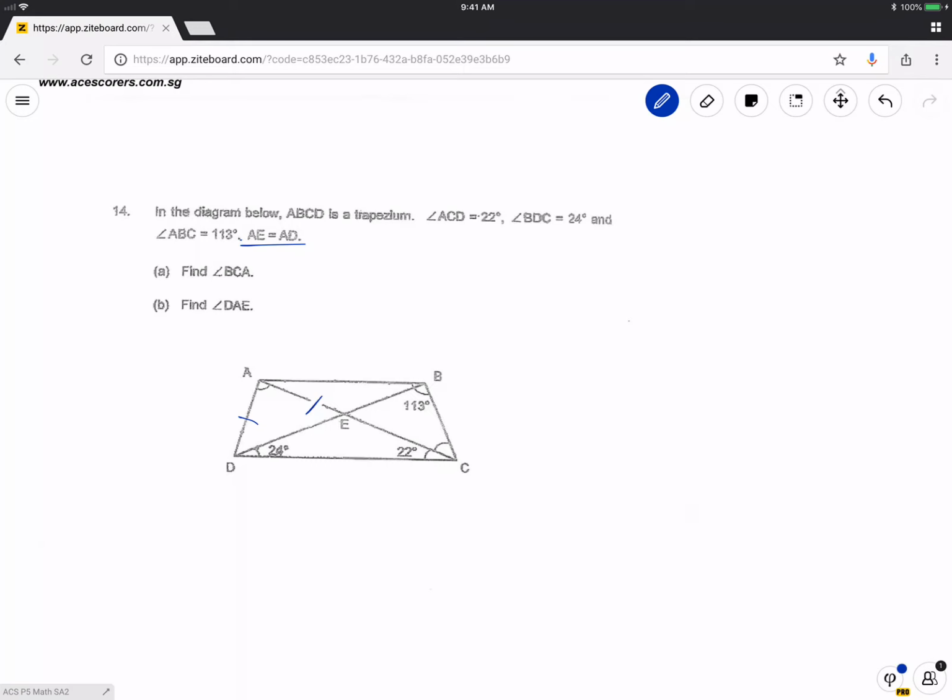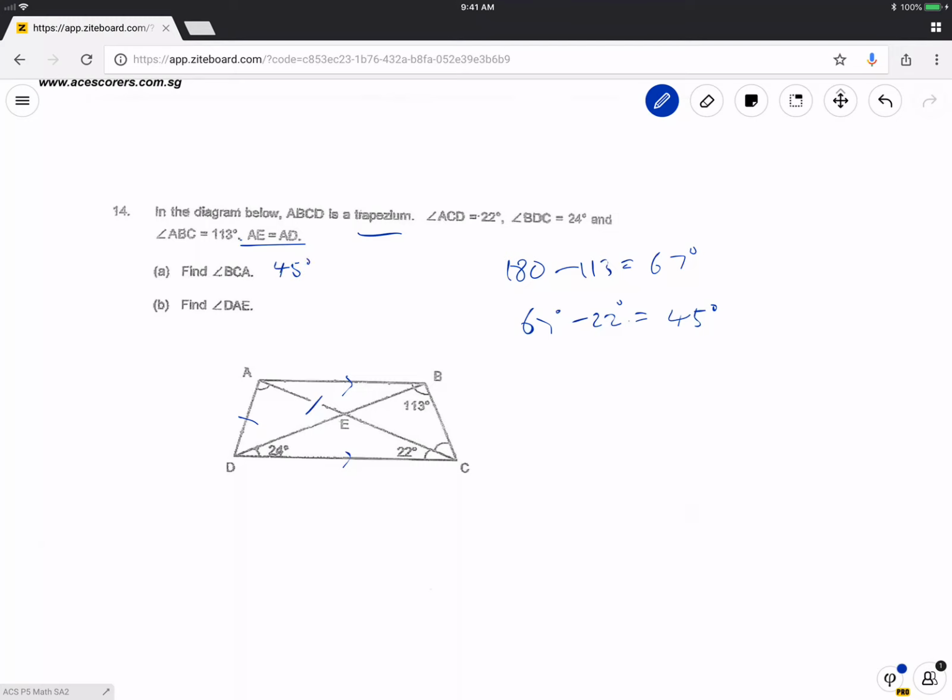BCA, trapezium. If it's a trapezium, that means these sides are parallel, right? So if ABC is 113, I have to take 180 minus 113, which equals 67 degrees. Next, 67 minus 22 is 45. So my first answer is actually 45.